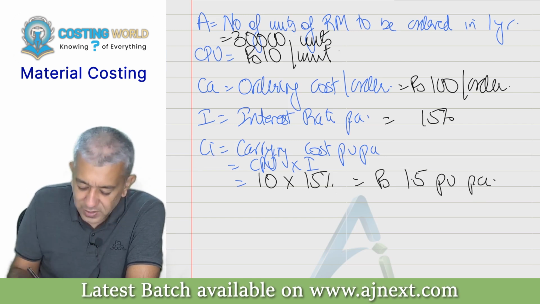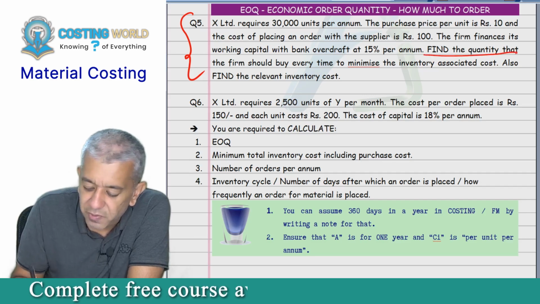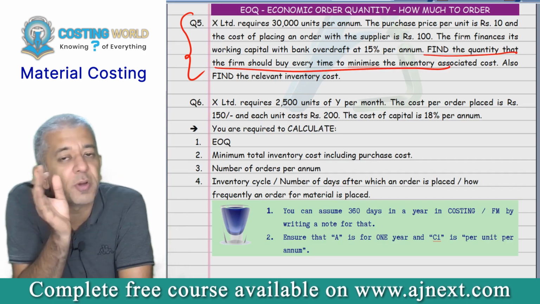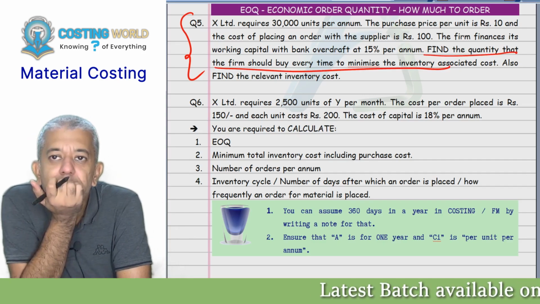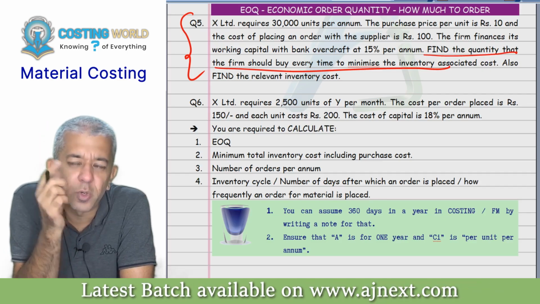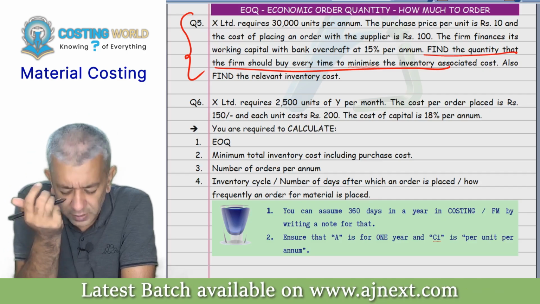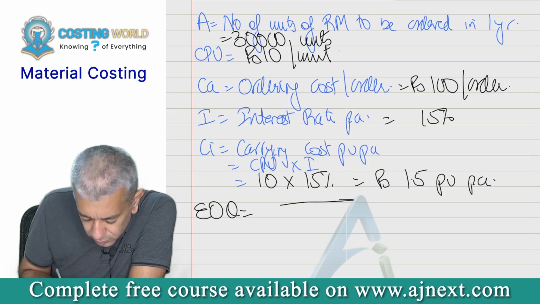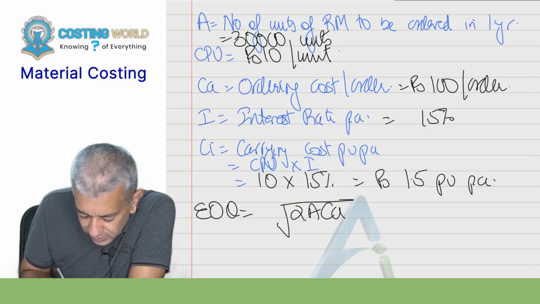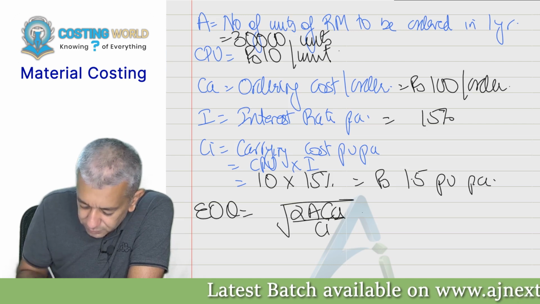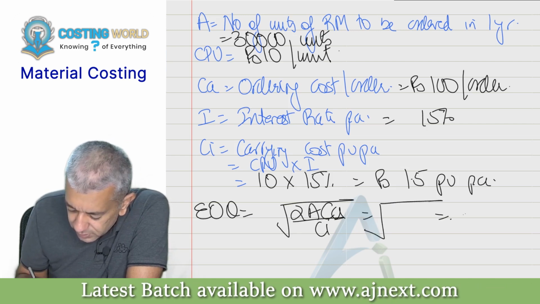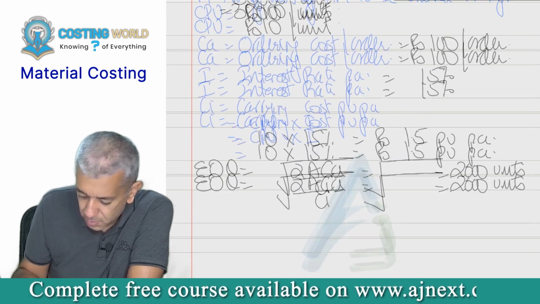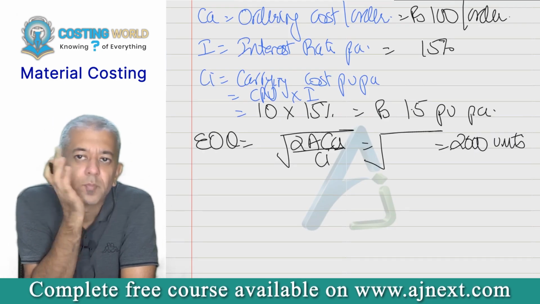Okay. Now I'm asking you all, what is the required part? Find the quantity that the firm should buy every time so as to minimize inventory associated cost. Means what you have to find out? EOQ. Which formula to apply? 1, 2 or 3? 1. So let's start by doing that first. Although one part will still be left, we'll do this part. EOQ is equal to square root of 2ACA upon CI. Put in your numbers. Okay, job done.